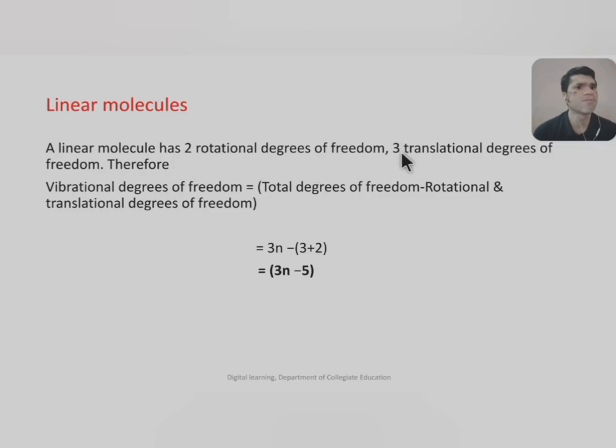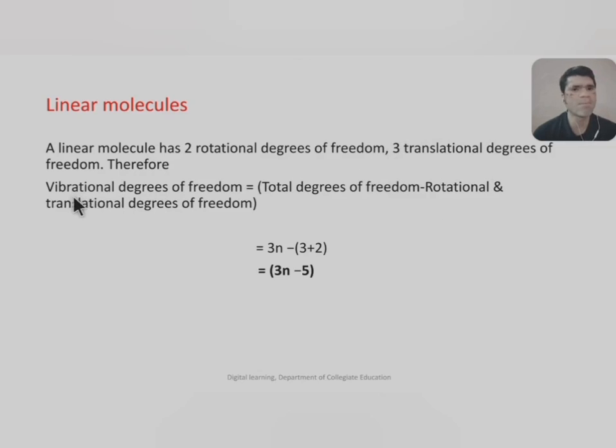In case of translational motion, the molecule moves from one place to another place. It is not like rotation. Translational motion is the molecule moving from one region to another region. So the molecule can move along the x-axis, it can also move along the y-axis, and it can also move along the z-axis. Therefore 3 translational degrees of freedom will be there.